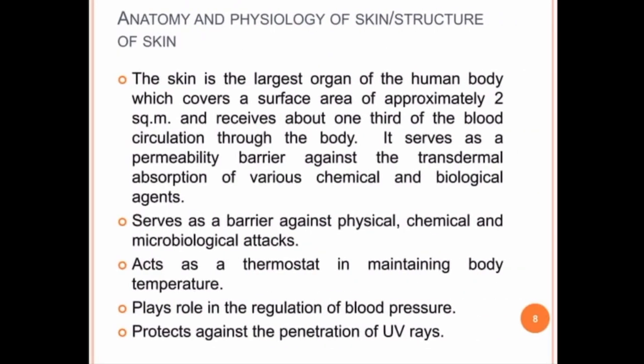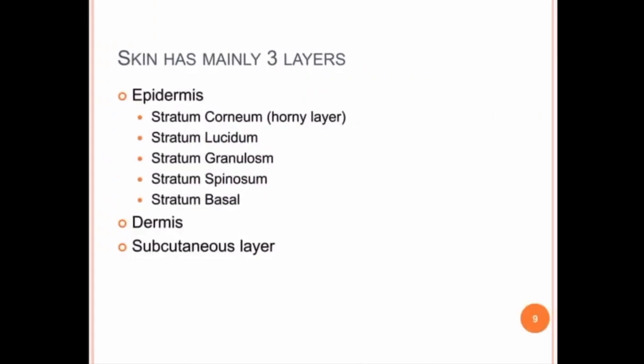So the skin is the largest organ of the human body, which covers a surface of approximately 2 square meters and receives about 1/3 of the blood circulation throughout the body. It serves as a permeability barrier against the transdermal absorption of various chemical and biological agents. Skin serves as a barrier against physical, chemical, and microbiological attacks, and it acts as a thermostat in maintaining body temperature. Skin plays a role in the regulation of blood pressure. It protects against the penetration of UV rays.